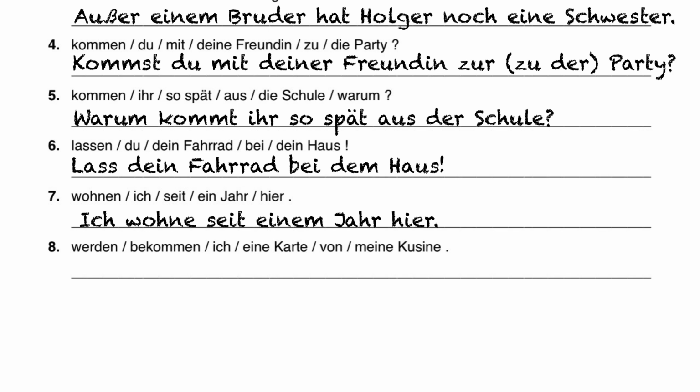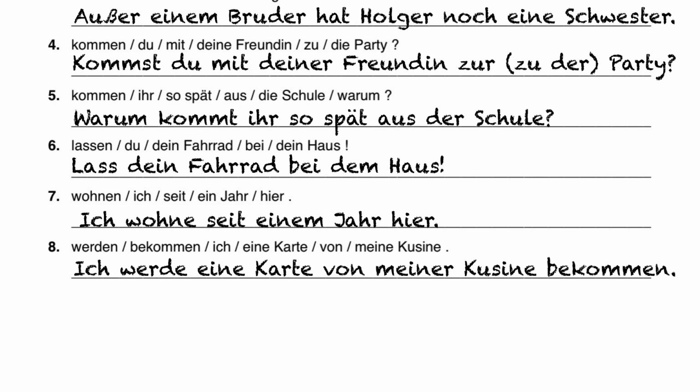In the next one we have another statement, and this time I'm going to say ich is the subject, so we have to conjugate our form of werden here to go with ich, which is ich werde. And then eine Karte, which is the direct object of the sentence, a card or ticket. And then from my cousin, von meiner Cousine, bekommen. Bekommen goes at the end of the sentence because we're using werden here, werden, of course, being a form of the future tense, will, in German. Ich werde eine Karte von meiner Cousine bekommen. I will get a ticket or card from my cousin.